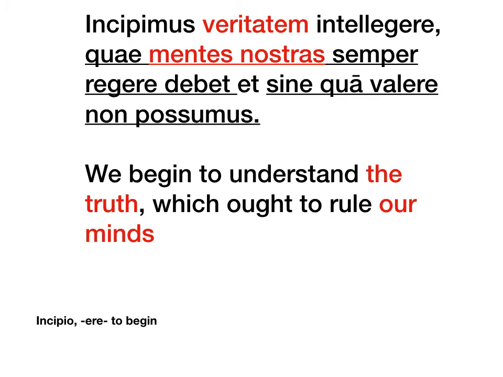Okay, and then sine qua valere non possumus. This is also pretty straightforward, but with sine qua, each time we're seeing an example of these relative pronouns, it's kind of new for us. That would be without which we are not well. So veritatem, once again, is the antecedent of this relative clause. The qua is referring back to the truth.